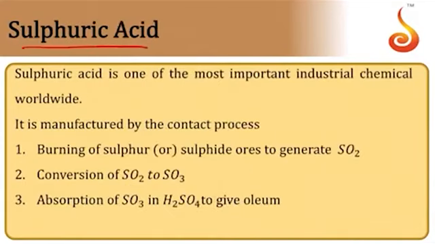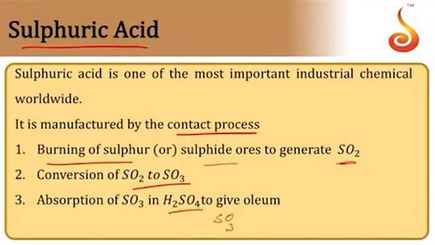Then comes sulfuric acid, its preparation and properties. Sulfuric acid is one of the most widely used industrial chemicals worldwide, and is manufactured by the contact process. The principle of the contact process is burning of sulfur or sulfide ores to generate sulfur dioxide gas, and SO2 is further oxidized to SO3, and SO3 is absorbed in H2SO4 to form oleum. That is, SO3 plus H2SO4 gives rise to H2S2O7, oleum.